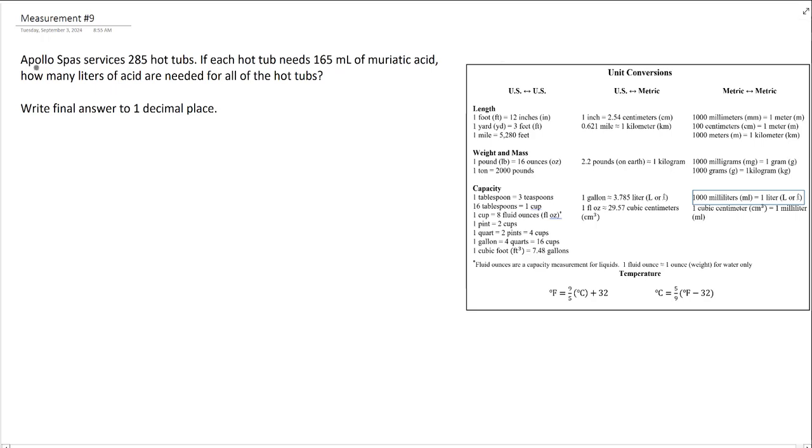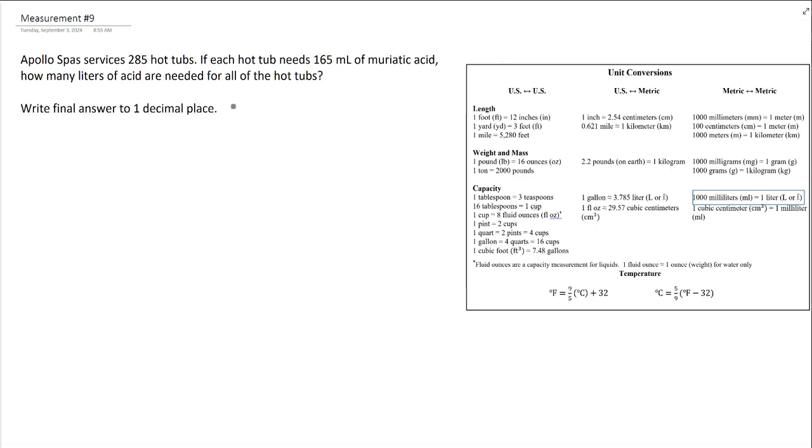In this problem, we are asked, Apollo Spas services 285 hot tubs. If each hot tub needs 165 milliliters of uric acid, how many liters of acid are needed for all of the hot tubs? Write the final answer to 1 decimal place.